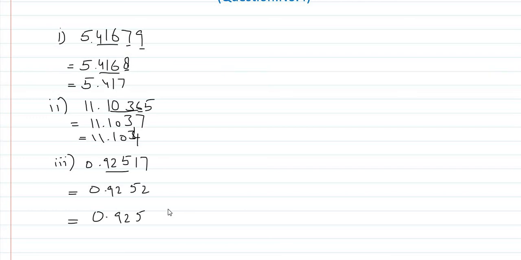Now I am solving part number 4. Part number 4 is 3.103513. Here 3.103, as 1 is less than 5, so I do not add 1 in 5. Here 3.10, as 5 is equal to 5, so we add 1 in the next digit. Here we get 4, 3.104.